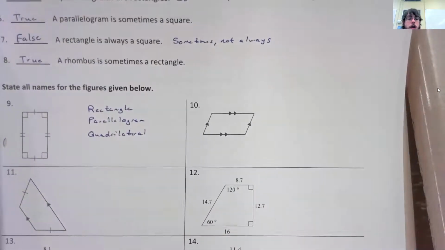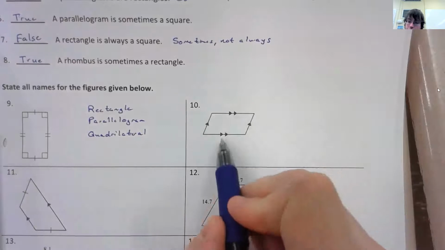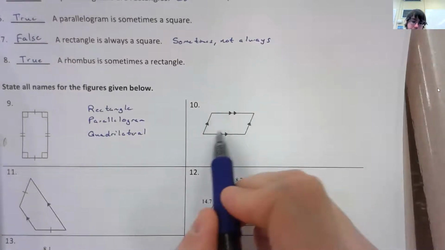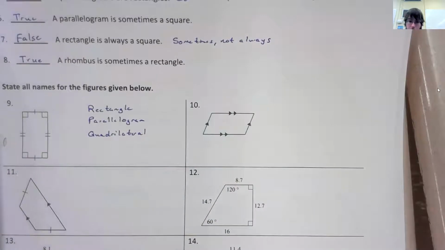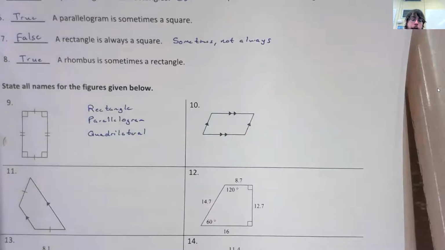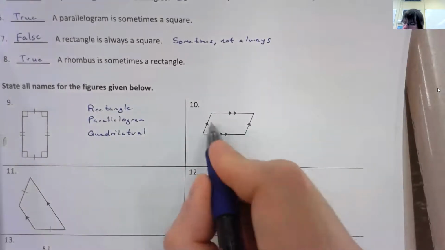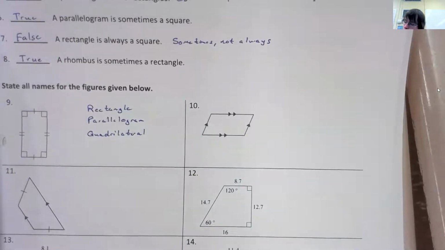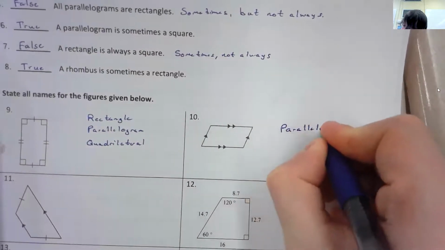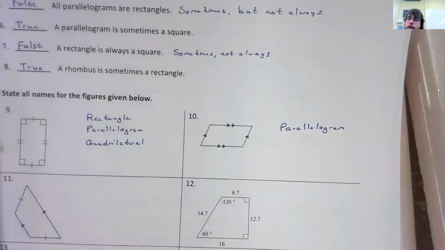Okay. Number 10, what type of shape would that be? Well, we have two pairs of parallel sides, and it doesn't say they're congruent, but we can see they are congruent. There's no other way it would work. But not all four are congruent to one another, and these angles are not right angles. So this one would just be a parallelogram, but is there something else that we could name it as?